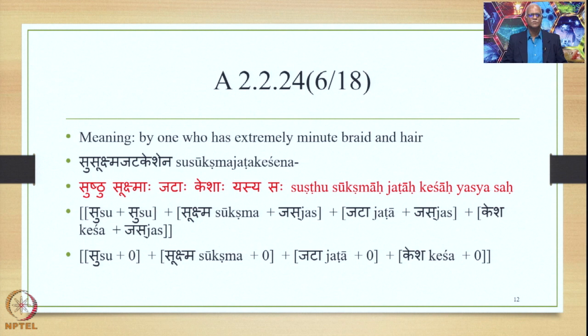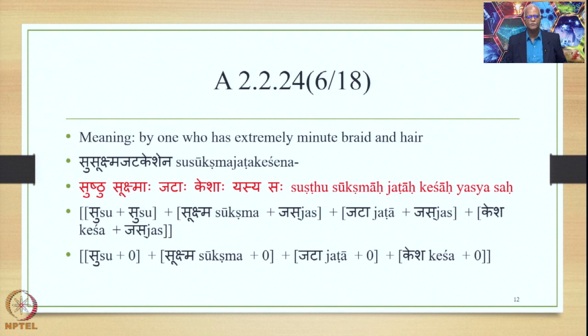So let us see how the samāsa susūkṣma jaṭākeśena gets formed. When the meaning to be denoted is one who has extremely minute braided hair, we have the form susūkṣma jaṭākeśena. Now the laukika vigraha here is the following: suṣṭhu sūkṣmāḥ jaṭāḥ keśāḥ yasya saḥ. Suṣṭhu is the meaning of su, sūkṣma is the meaning of sūkṣma, and jaṭā and keśa also appear in the laukika vigraha.